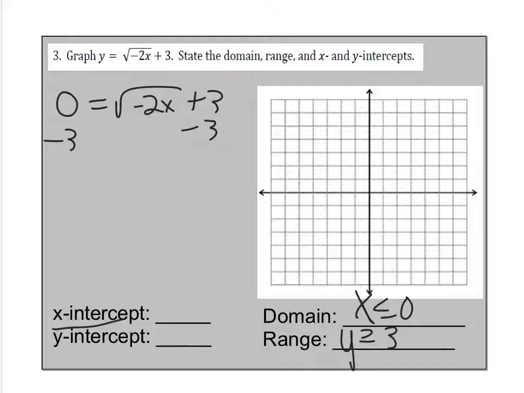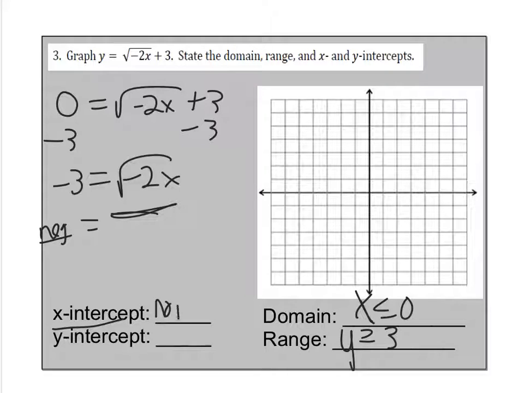So what this is going to be, it's never going to cross the x-axis. Here's why. If I look, I've got a square root equaling a negative number. That's not possible. So there is no x-intercept. The y-intercept just ends up being what C is. Okay, my y-intercept is C. So C is going to be 3, so that's my y-intercept.